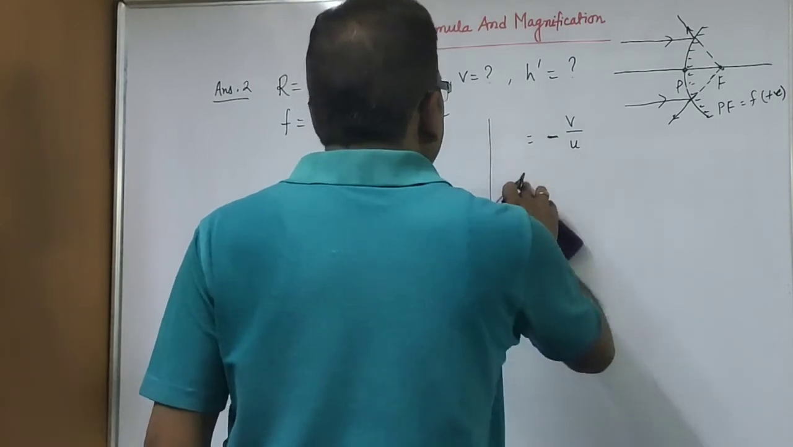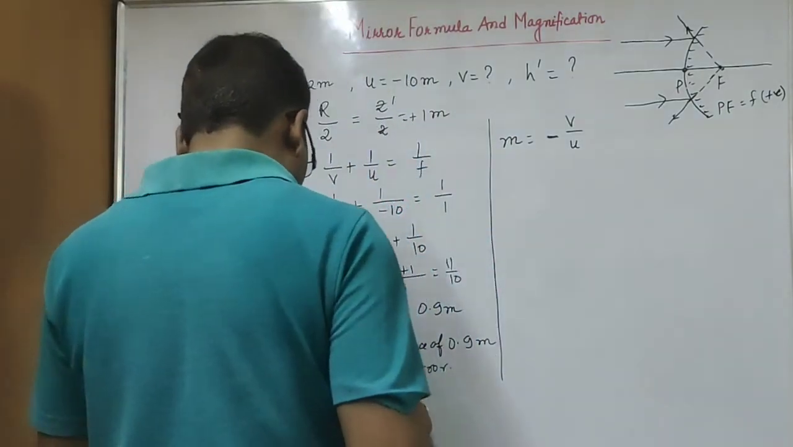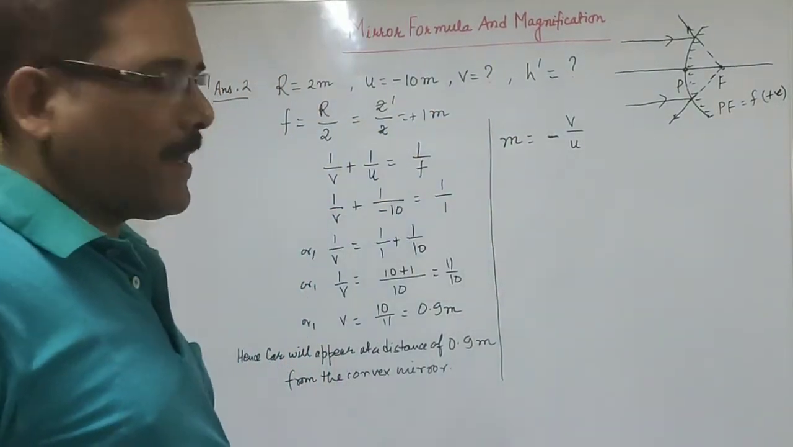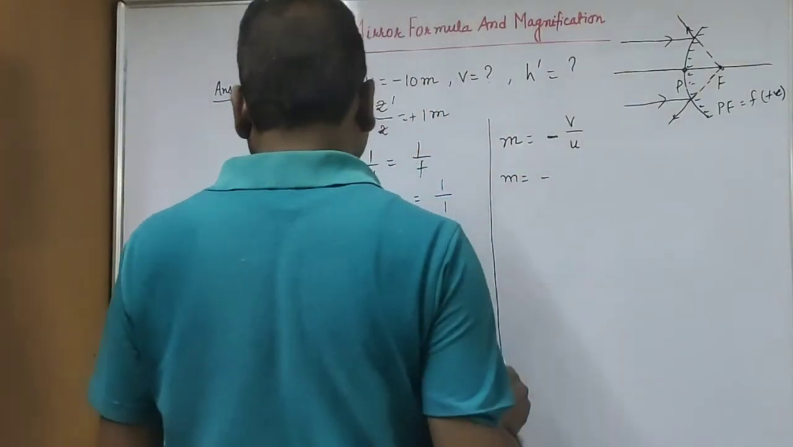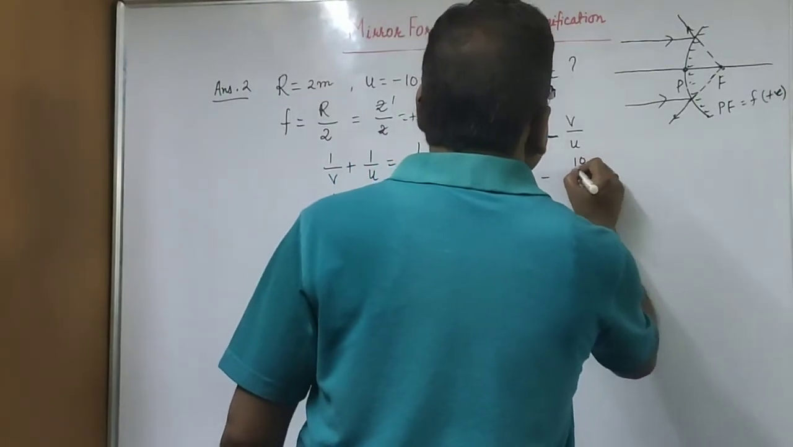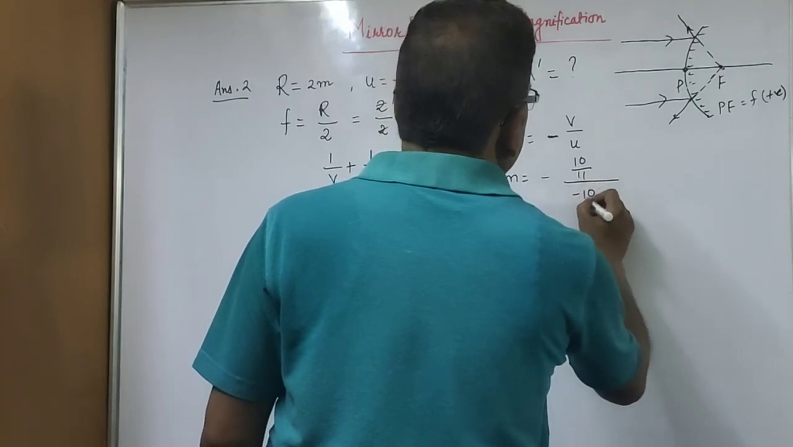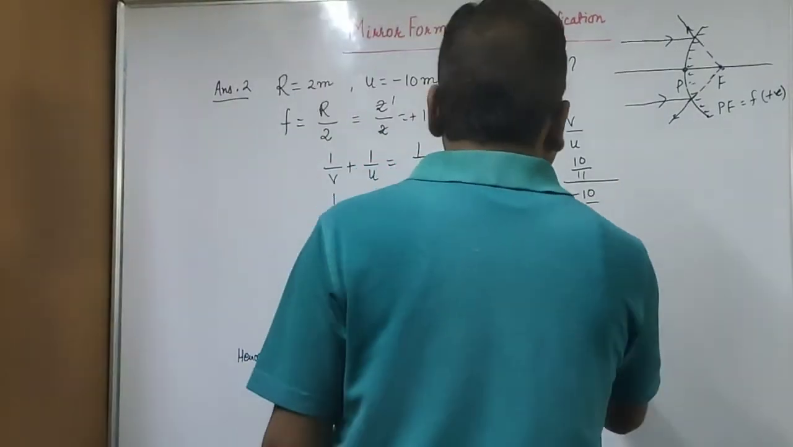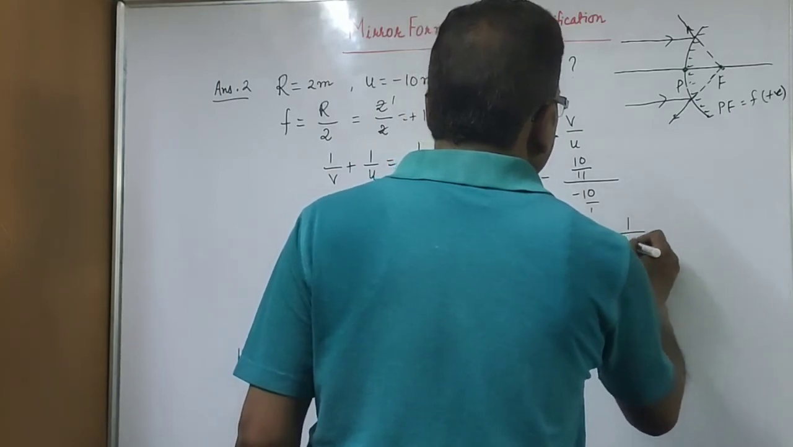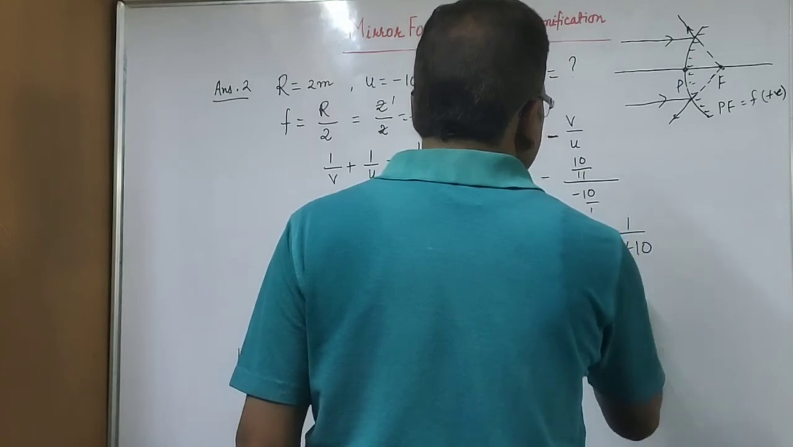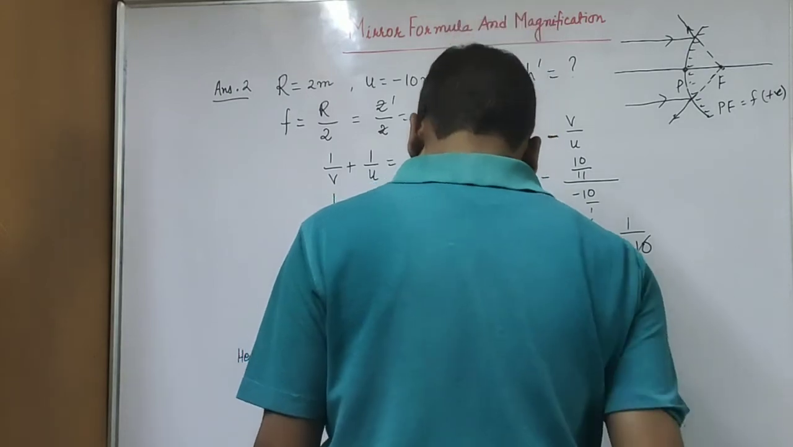We can also write it as m, magnification of the car. We are calculating magnification of the car. So m is equal to minus v, which is 10 by 11, and u is how much? Minus 10. In denominator 1 is hidden. So this can be written as minus 10 by 11 into 1 by minus 10. Minus minus cancel, this cancels, you will get 1 by 11.